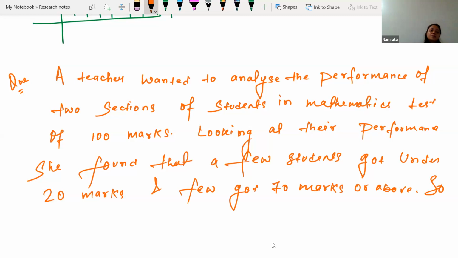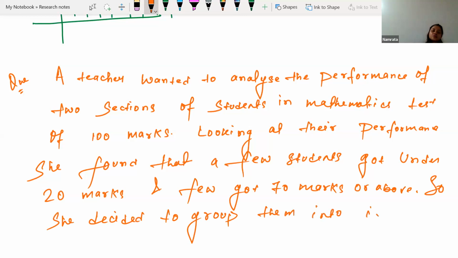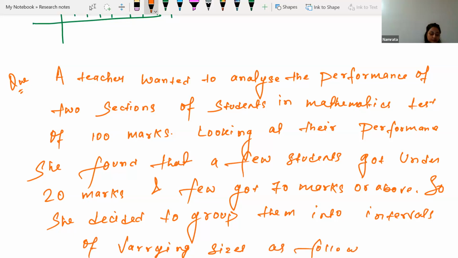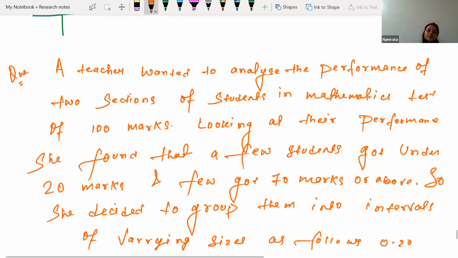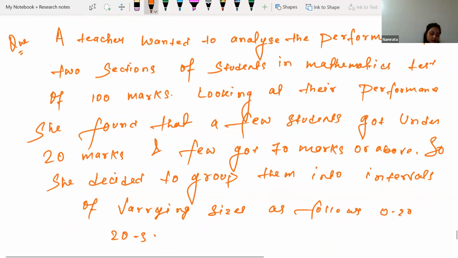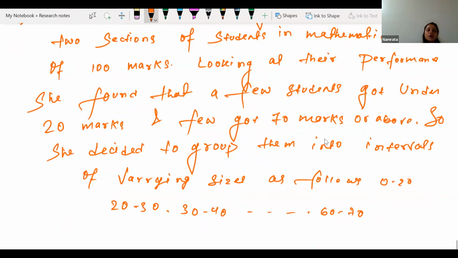So she decided to group them into intervals of varying sizes as follows: 0 to 20, 20 to 30, 30 to 40, then 60 to 70, like that. The table she made according to the given information.